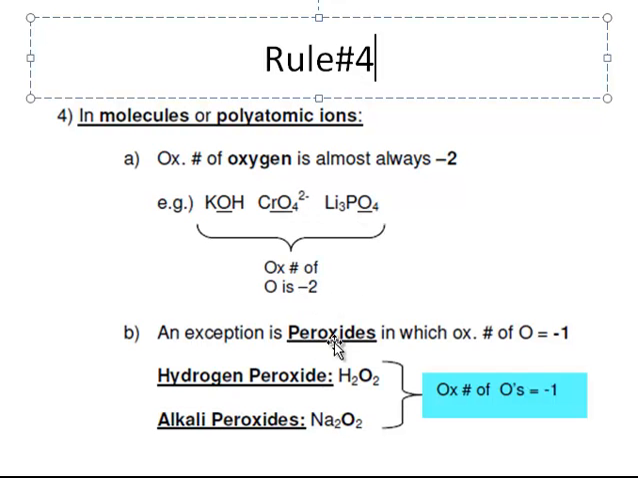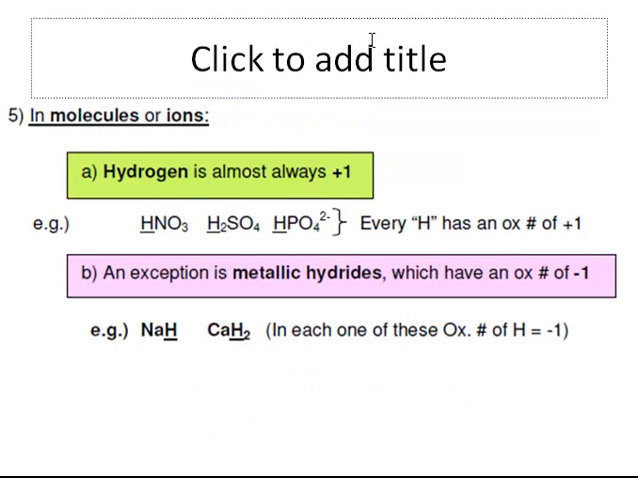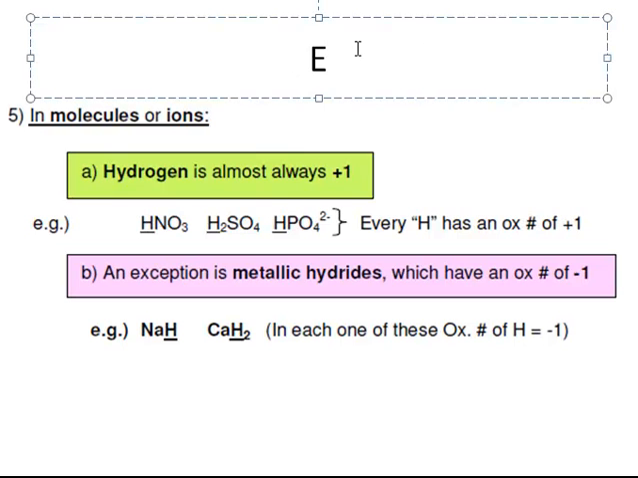But there's an exception, and that's the peroxides, H2O2 and alkali peroxides, where the oxidation number is -1. These are the exceptions that we have to look at. But 90% of the time in the problems that we'll be encountering, oxygen has an oxidation number of -2, and the only exception we'll be looking out for is peroxides. And rule number 5 is hydrogen. So those are our rules.